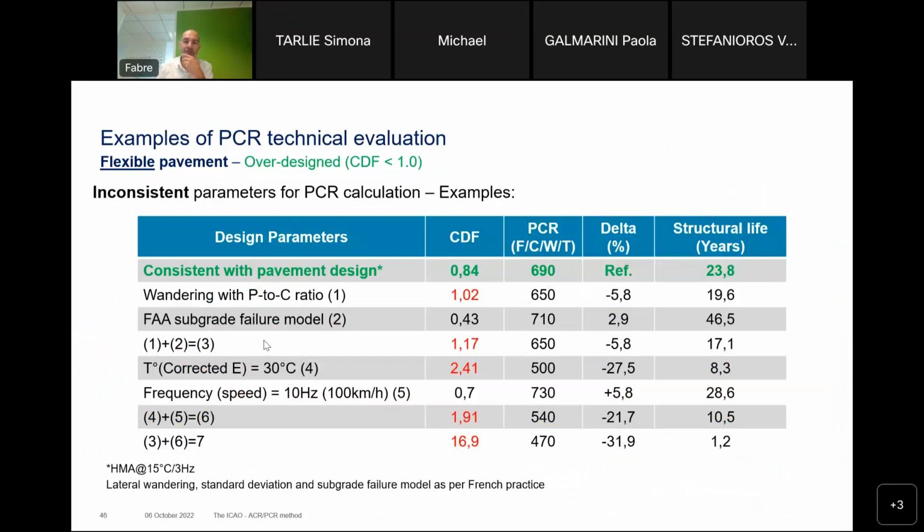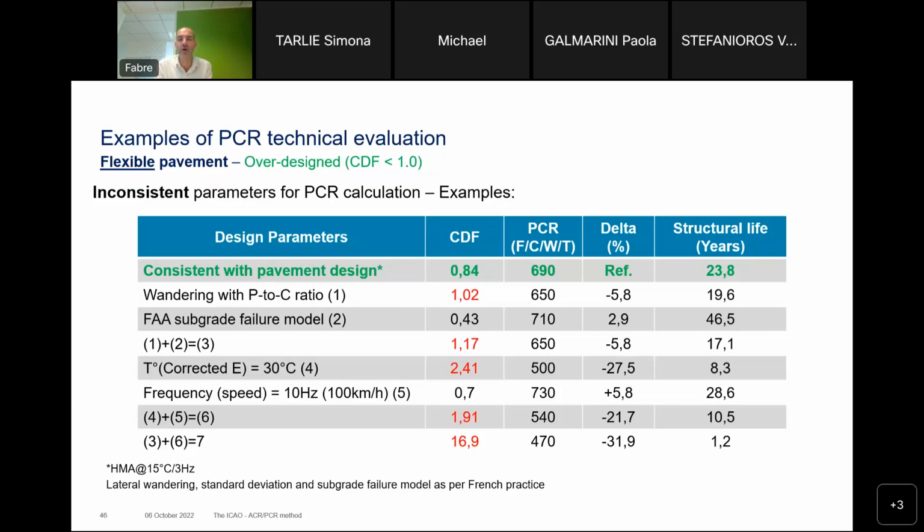So this is maybe the most important slide of my presentation. This is just to understand the importance again of the parameters used for the PCR determination. So the first line is the PCR computed by complying with the parameters which were used for the pavement design. Okay, so on the second line, I have computed the wandering effect, so the lateral dispersion effect, according to the method used in FAA, which is a method which is called the path cover ratio. So this is the lateral component of the FAA path cover ratio.